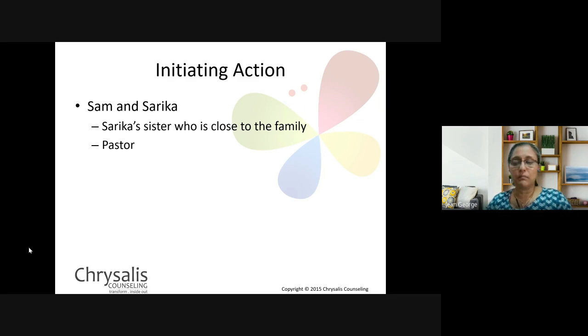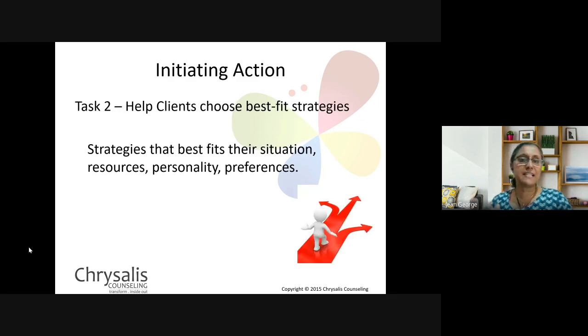Okay, moving on. The second task is to help them choose the right strategies, help them to figure out what is the best way to go. So the strategy that they choose will fit their situation, their resources, their personality, and their preferences. And that's what you are getting them to do.